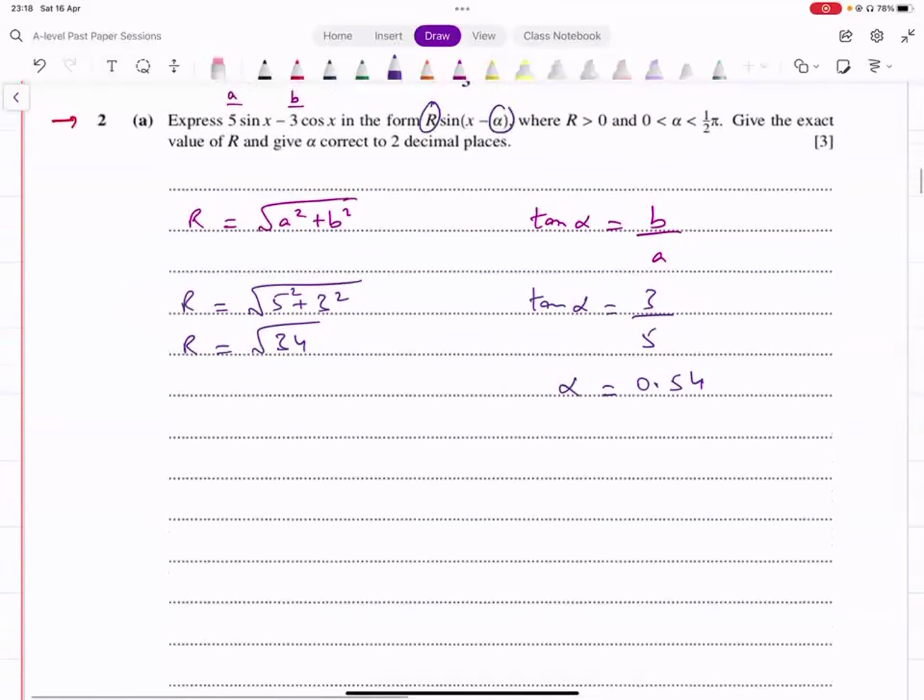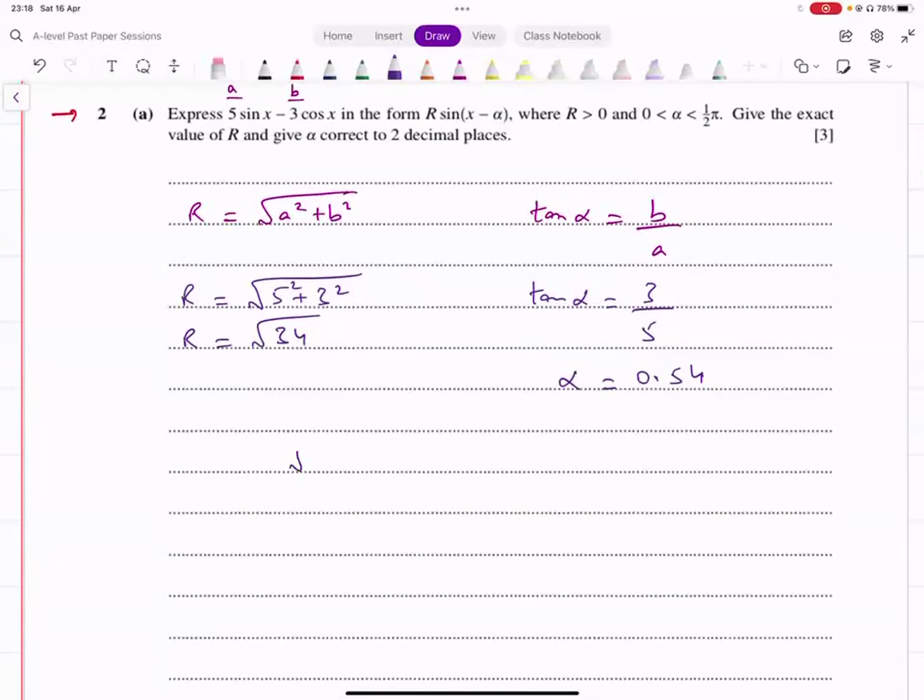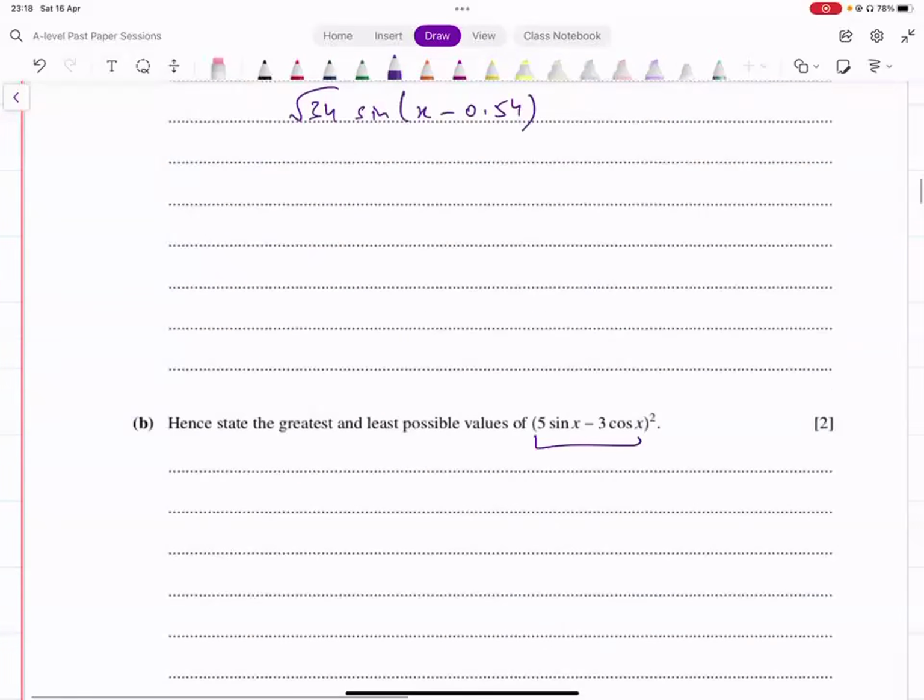अच्छा, ऊपर हमने आर की वैल्यू निकाल ली थी, अल्फा की वैल्यू निकाल ली थी, तो वो फॉर्म क्या बनी आपके पास, यहाँ पे लिख लेते हैं। इवेंचुअली जो फॉर्म हमारे पास बनी, दैट्स गोइंग टू बी स्क्वायर रूट ऑफ 34, दैट्स आर, इनटू साइन x minus alpha, alpha is 0.54. This is the form that you're getting. So now this thing that you've got here inside the bracket, inside the square, that can be written as square root of 34 sine x minus 0.54 whole square.